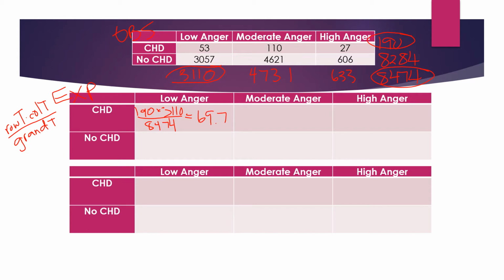Now we're going to do the same thing going across here for moderate anger. This whole row has 190 people with heart disease. The column has 4,731 people with moderate anger, and that is out of an entire sample of 8,474 people.